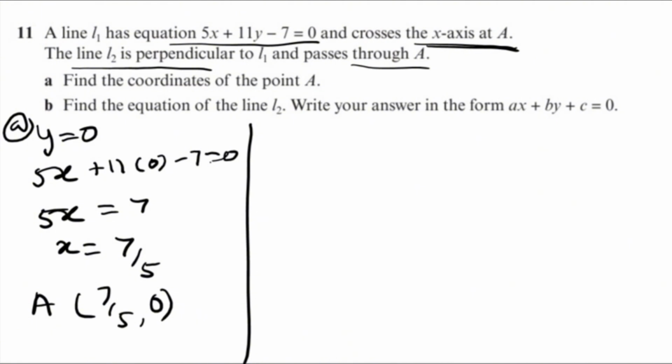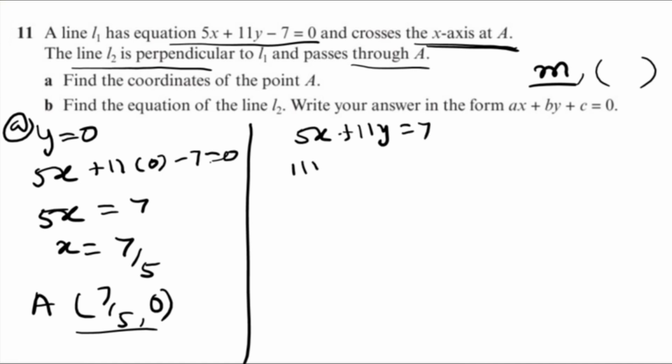Now we know that to find the equation of a line, we need two things, gradient and the coordinate, right? So already we have a coordinate because this line is also passing through A. Now gradient. So we know line L1 and L2 are perpendicular to each other. So if I know the gradient of L1, I can find the gradient of L2. Now to find the gradient of L1, I am making y the subject. So 11y is equal to 7 minus 5x. So y is equal to 7 over 11 minus 5 over 11x.